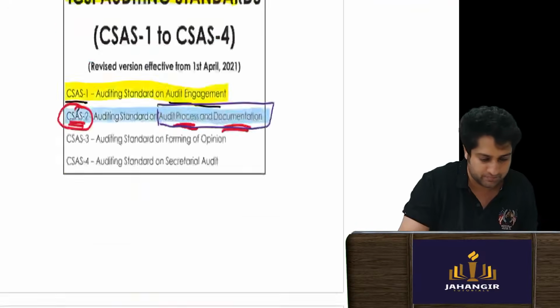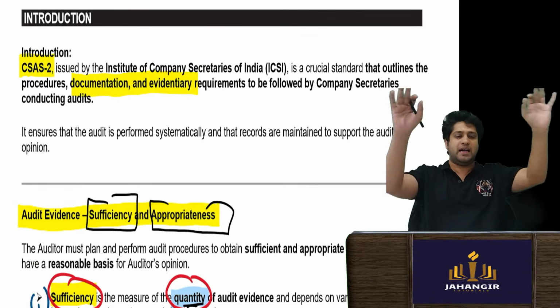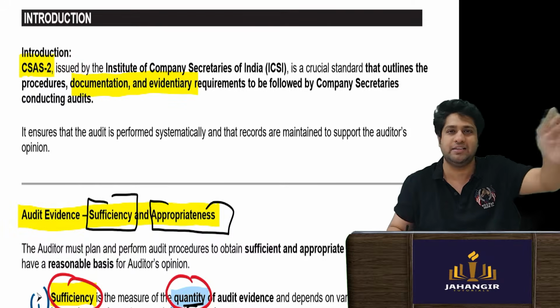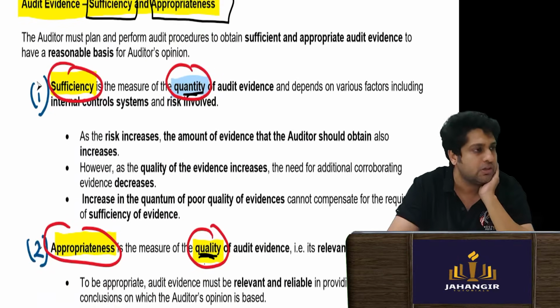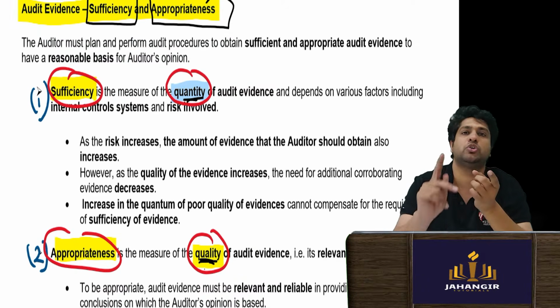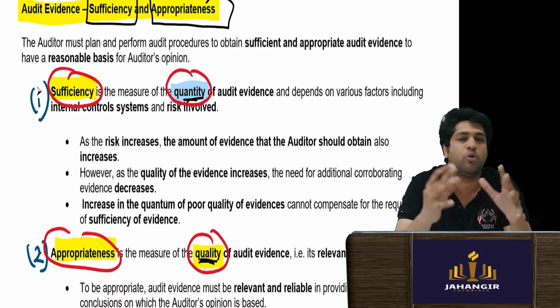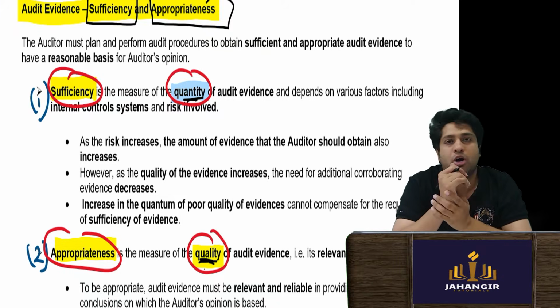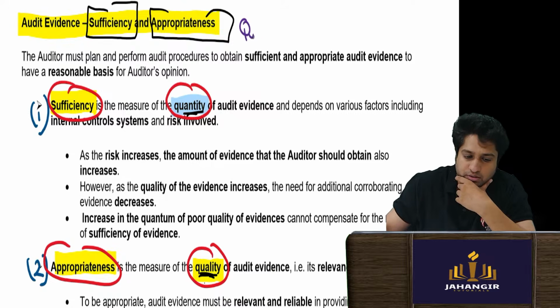Concept clear? Let's start. Now the concept is done. I've covered the entire part of the audit process, and in the end the opinion will be given. Now again, what do they say? Audit evidence should be of sufficient quantity and appropriate quality. For audit evidence, very simple, you require quality as well as quantity.